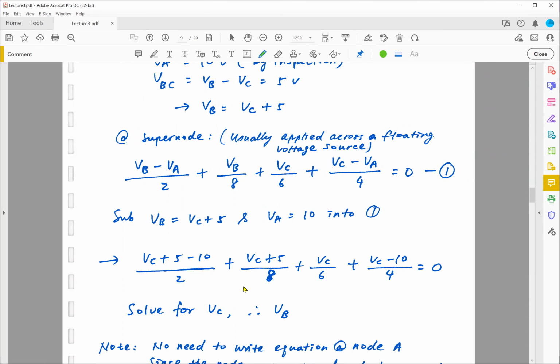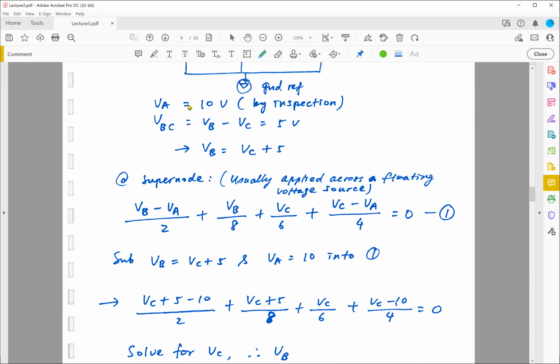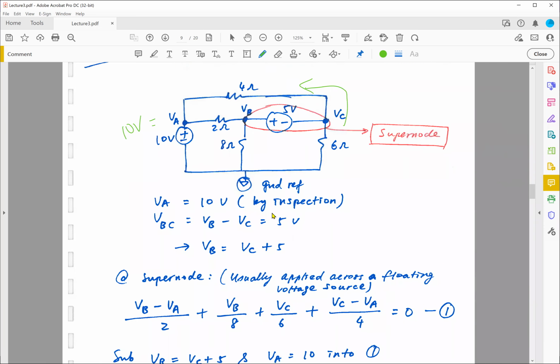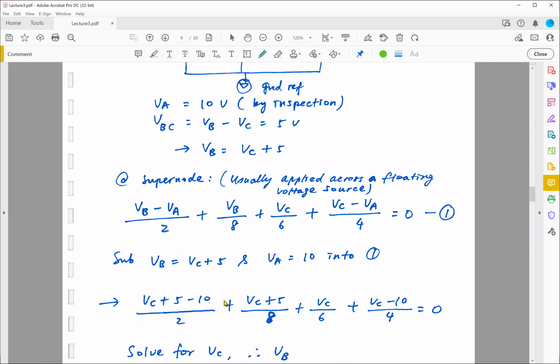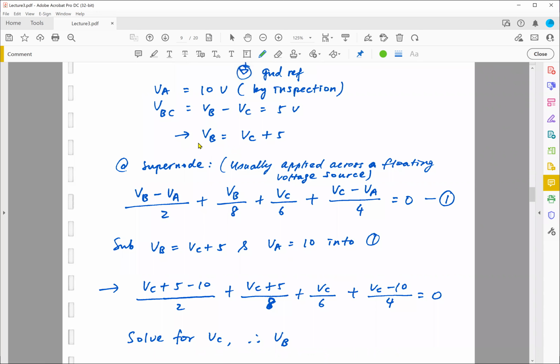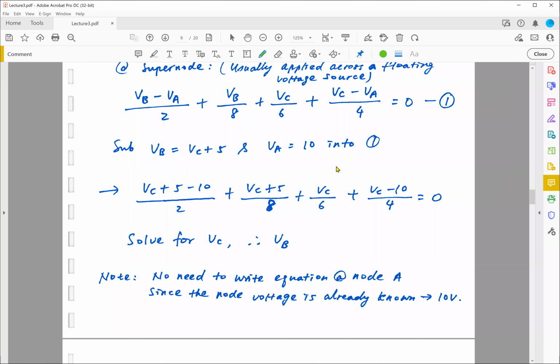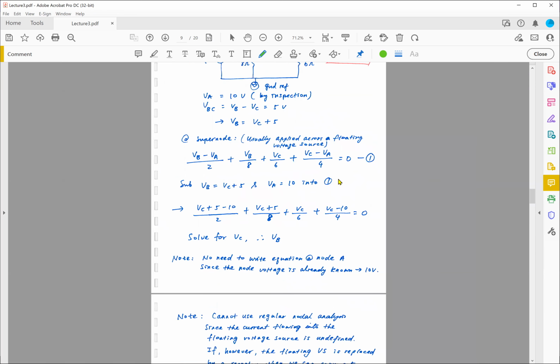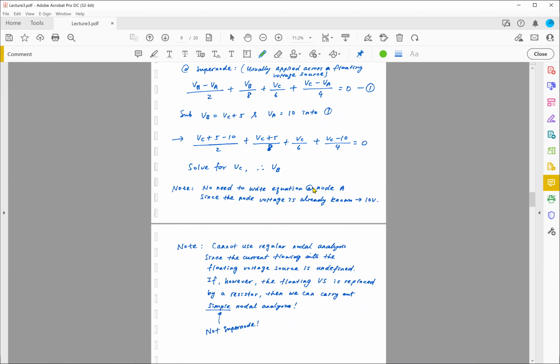Based on this, you can already solve for the unknown Vc and therefore Vb, right? Since Va is already found by inspection, right? And if you know Vc, then Vb can be found easily from this relationship. Okay, so that's that for this example number 2.